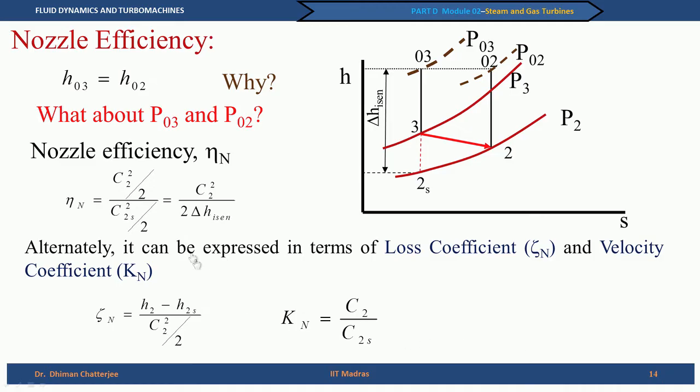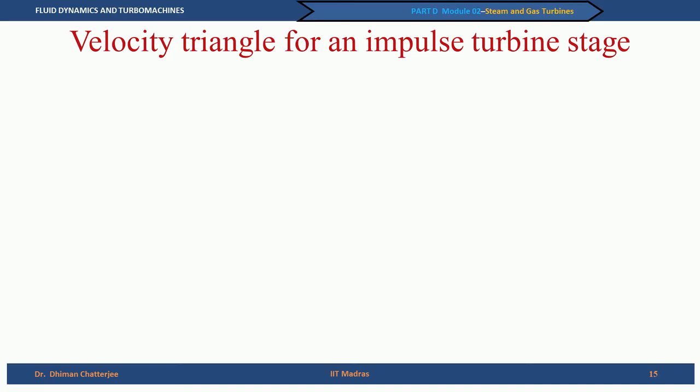If you manipulate these terms, and I would urge you to do it yourself, show that eta n is equal to k n square, of course, this is obvious, which is equal to 1 divided by 1 plus zeta n. So, eta n equals k n square equals 1 divided by 1 plus zeta n, and this is the way of expressing the nozzle efficiency. So, let us look at the velocity triangle for an impulse turbine stage.